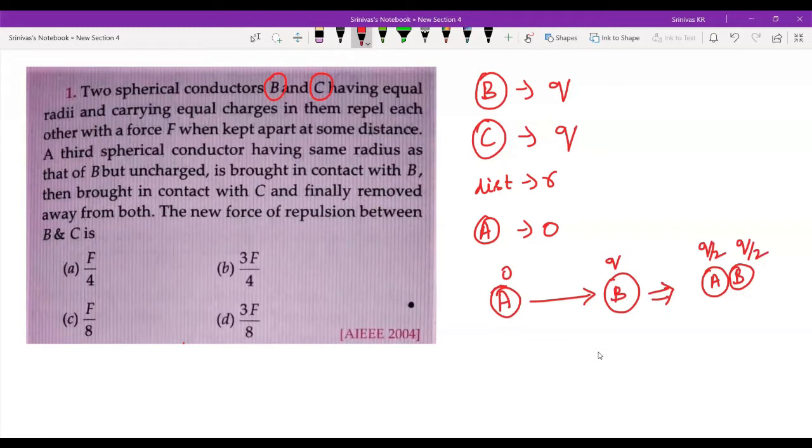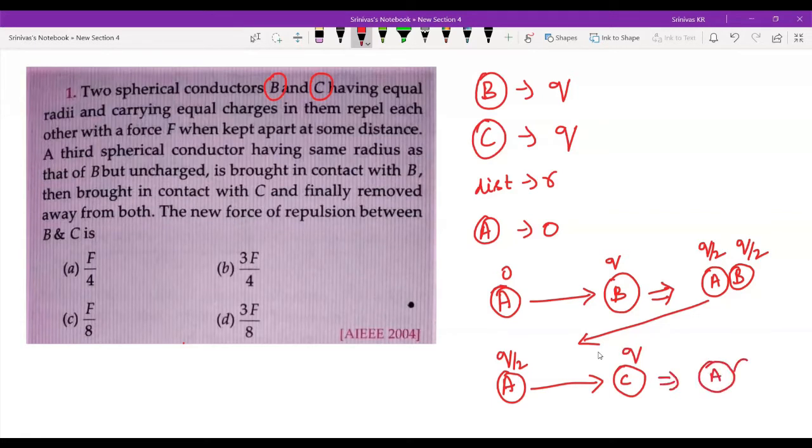Then A is brought in contact with C. After this, I'll take this A, which has the charge of Q by 2. A has Q by 2 charge. Now what does it come in contact with? C. How much charge does C have? What is the charge? It has the same charge, that is Q. So A and C both are in contact.